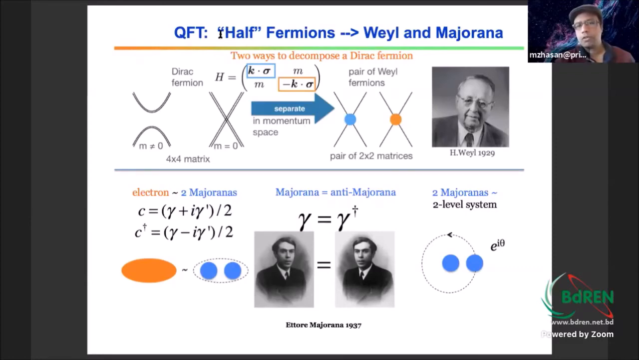So starting with a Dirac fermion, we now want to create more fundamental emergent fermions like half fermions, Weyl and Majorana. I'm not going to go into details of those things. We have papers on that, where the case for Weyl is clear, while Majorana remains unclear. There is more work to be done.